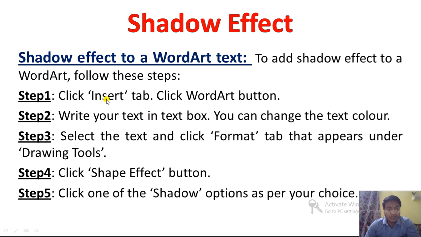When you click on the insert tab, you will get the option word art. Step 2, write your text in the text box. Then you write the text which you want. You can change the text color according to your desire. Then step number 3, select the text and click format tab that appears under drawing tool. After selecting the text, we click on the format tab.